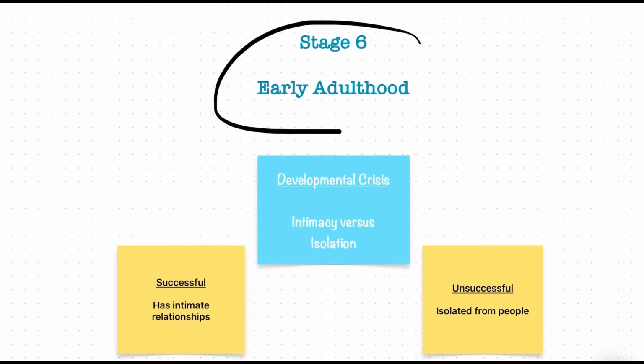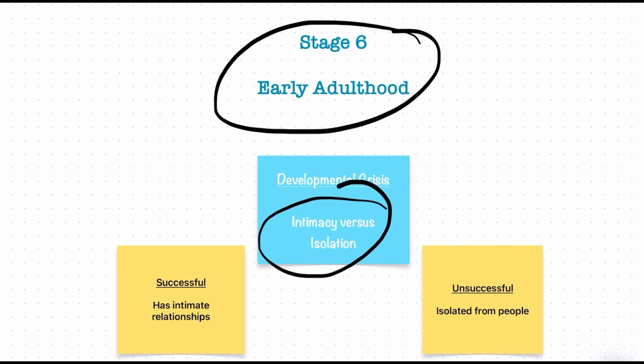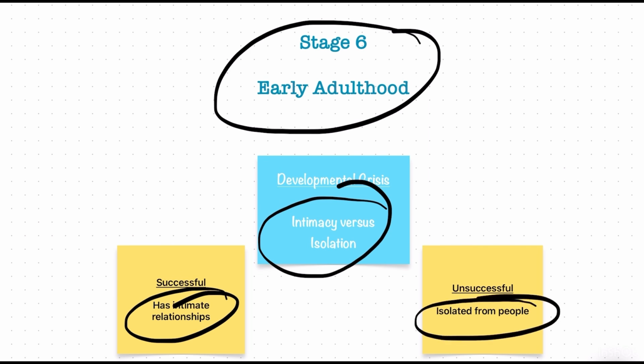Next on, we have stage 6, early adulthood. Here, the developmental crisis is intimacy versus isolation. During this stage, individuals focus on forming intimate, loving relationships with others. Success leads to strong relationships, while failure may result in feelings of isolation and loneliness.